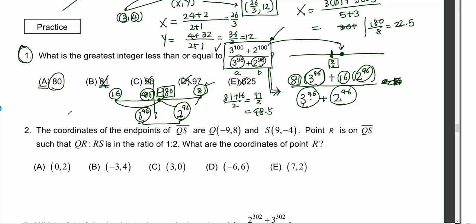Okay, try number 2 now. Have some practice. We have two points, negative 9 and 8, and 9 and negative 4, points P, Q, and S. Point R is on QS such that QR to RS is 1 to 2. What are the coordinates? This is not hard, so use the formula to find out the answer. Okay, go ahead.